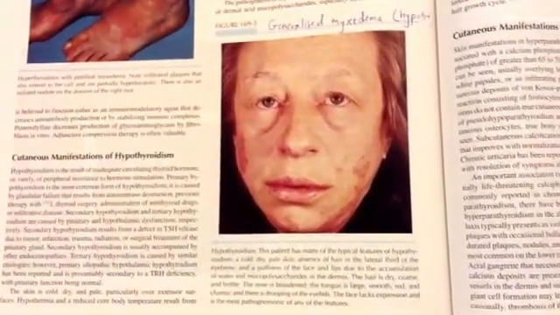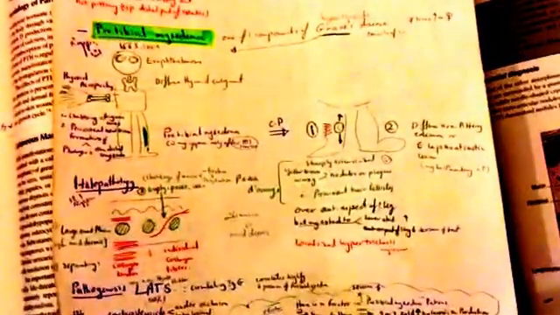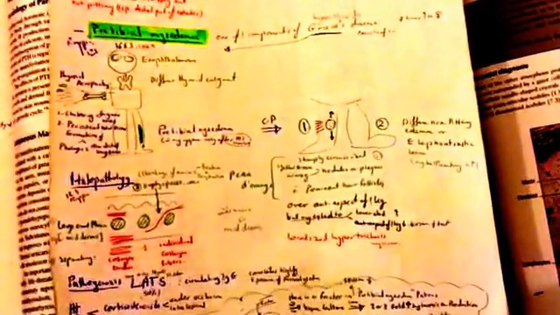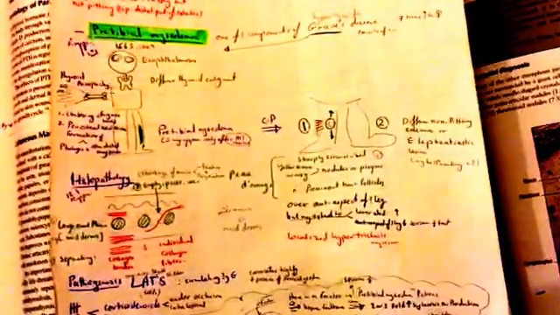This is the generalized myxedema in hypothyroidism. The other type is the pretibial myxedema. The pretibial myxedema occurs in Graves' disease. It's a part of Graves' disease. It's 7 times more common in females.